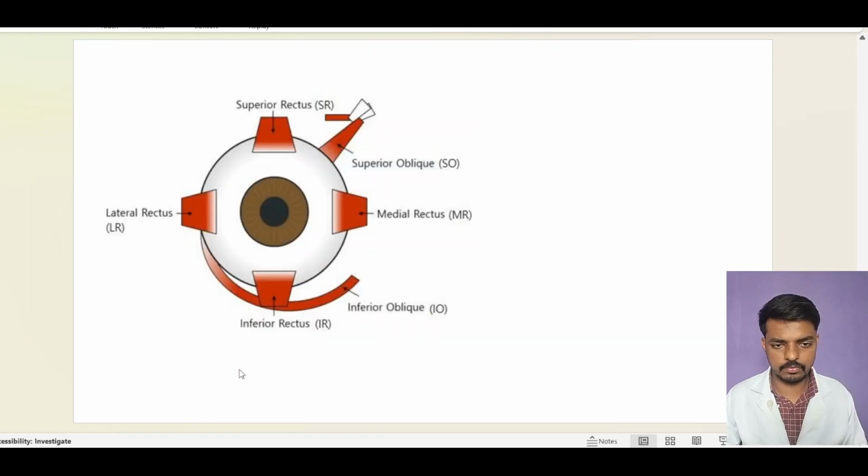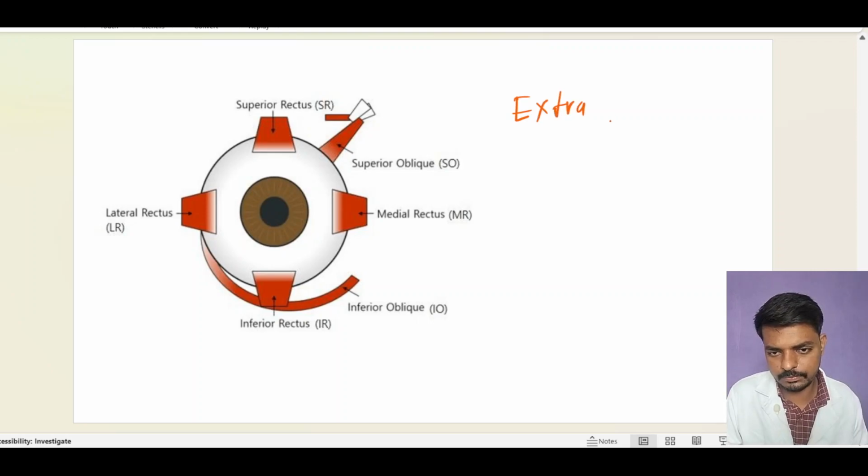One minute before going to the oculomotor nerve, I want to explain this. See, our eyeball is there. Our eyeball moves in all directions: right, left, downward, upward, outward, inward and upward. And, very importantly, inward and downward, outward and downward. In all this area our eyeball rotates. Our eyeball is surrounded by very important muscles. Those are all called extraocular muscles.